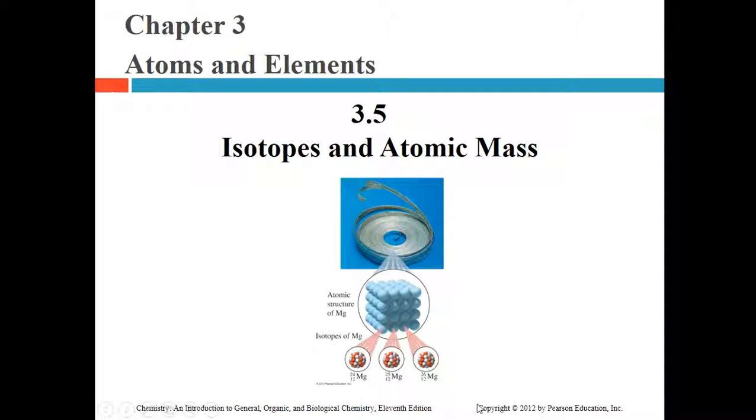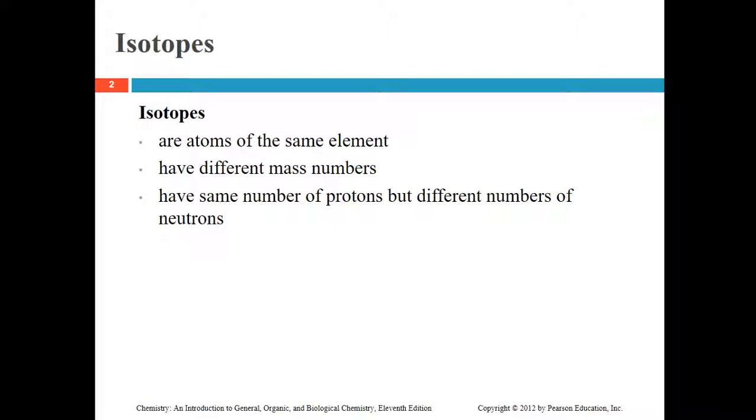Section 3.5, as promised, isotopes. So this section is talking about isotopes and atomic mass. First of all, isotopes: the name iso means same, and topes means place. So they are atoms of the same element. They're placed in the same box on the periodic table.